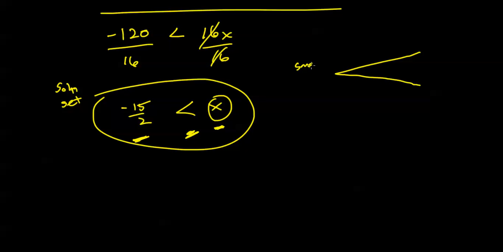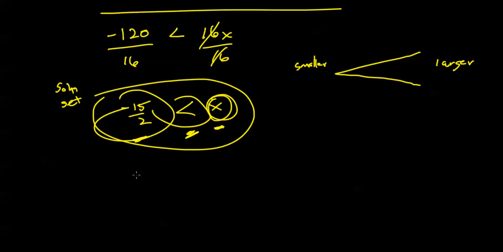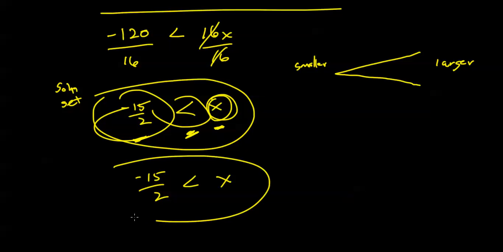The arrow points to the smaller quantity, and the arrow opens up, if you will, to the larger quantity. So I claim this reads right to left as x is greater than minus 15 halves. Let me write it down. Alright, so here is my solution set.